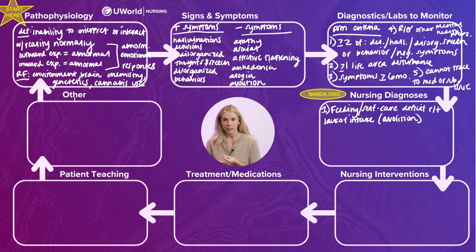Avolition is a negative symptom we mentioned that means neglecting those ADLs, having that lack of motivation. Clients may just not have the gumption or the energy to feed and care for themselves while they're in the throes of these really, really tough negative symptoms. So far we have that feeding self-care deficit related to either lack of intake or avolition. Part 3 is our as evidenced by section. And what this is asking is, what is our clinical proof of this? So I'm just going to denote this as capital E by.